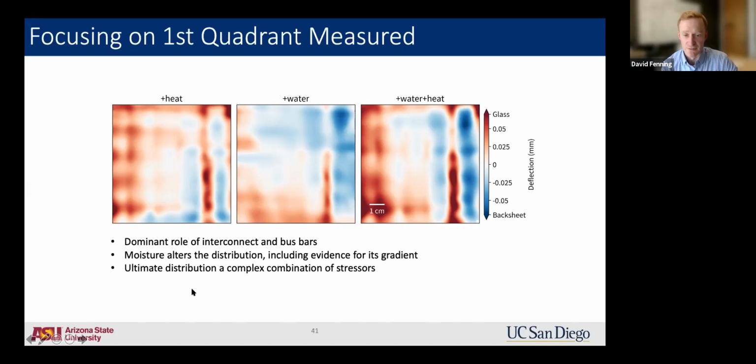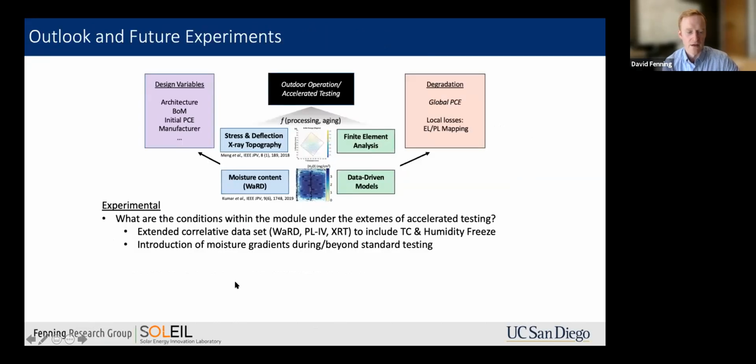And ultimately, we have a complex distribution of stressors that we are going to be working to disentangle over time, in part supported by the viscoelastic modeling from Sandia. So overall, today I shared a wide range and a lot of data, and I look forward to having the chance to discuss a little bit. But our new tools focus on measuring stress and the local moisture content that we hope will help us establish better models for how our design variables are ultimately leading to particular degradation.